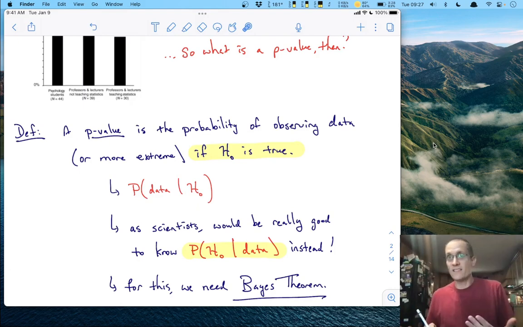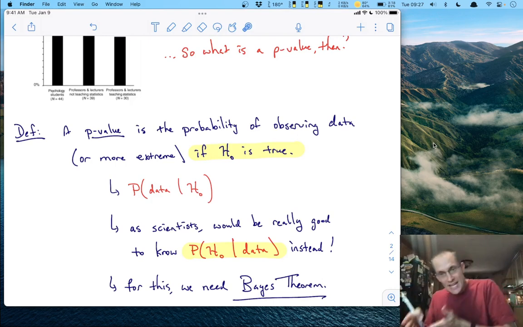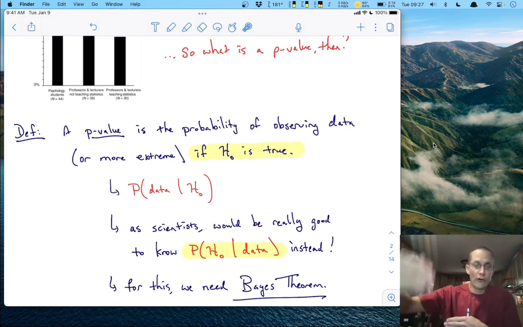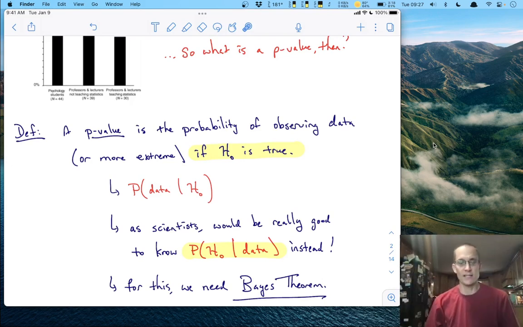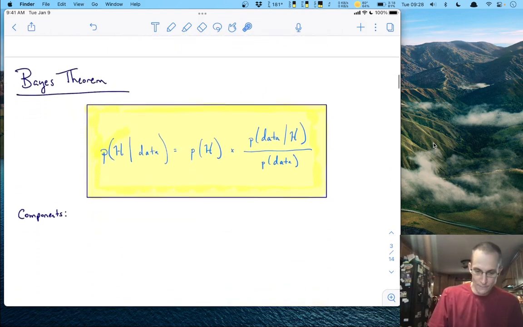What we want to know is, is our theory right? You know, it'd be really good to know what's the probability of that null hypothesis, or maybe even an alternative hypothesis, given the data, right? As scientists, we observe data and we want to use that to infer about the models, the hypotheses that we put forth. So wouldn't it be nice to be able to know that probability? And I think it is, but to do that, we can't get it from the p-value directly. We've got to use something called Bayes' theorem. So that's what we're going to talk about today.